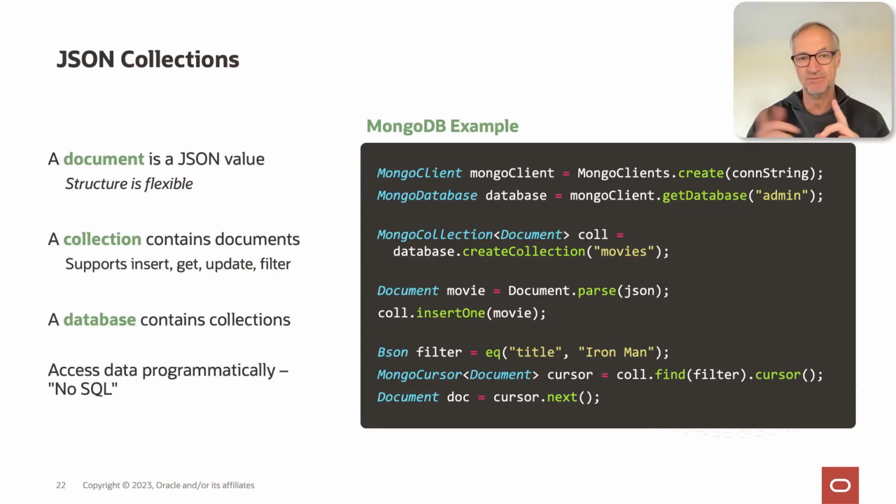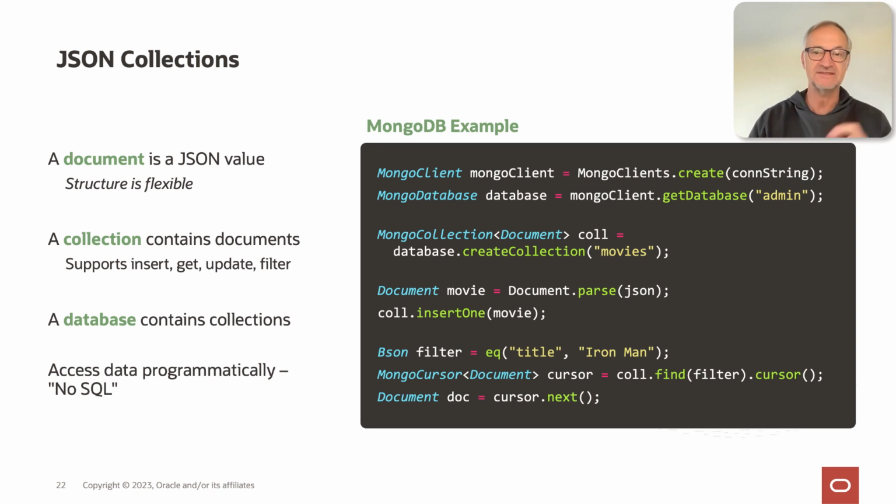So how do we bridge the gap, right? I showed you the relational world before, and this is how the world looks in a Mongo world, right? We have JSON collections. A document is just a JSON value, right, with the flexible structure as we have seen before. A collection contains a set of documents, and a database contains collections, right? So this is the model of how a MongoDB actually works from a data persistence perspective.